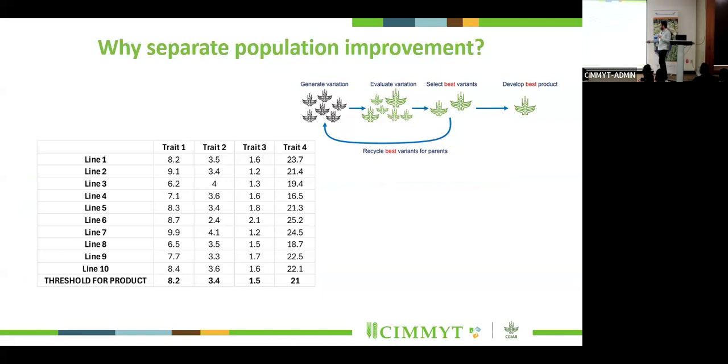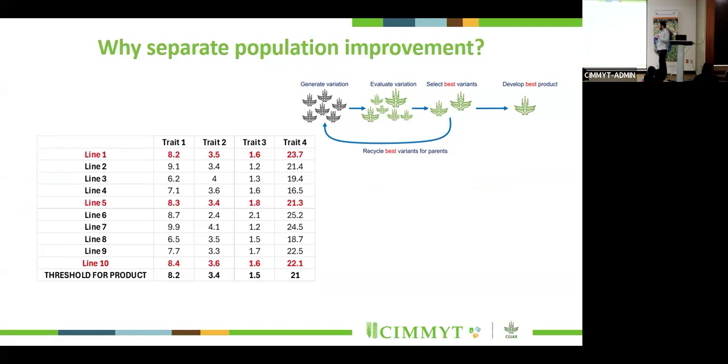This is just an example. A very small breeding program, you've only got 10 lines to choose from, 4 traits, and there's a threshold for the product here. So if we look at that closely, 3 lines can be products because they meet all the thresholds. And some of these lines, this is a pretty reasonable line. 8.2 here, it's pretty high on trait 1, meets the good on trait 2, pretty high on 4 as well. This might also make a good parent.